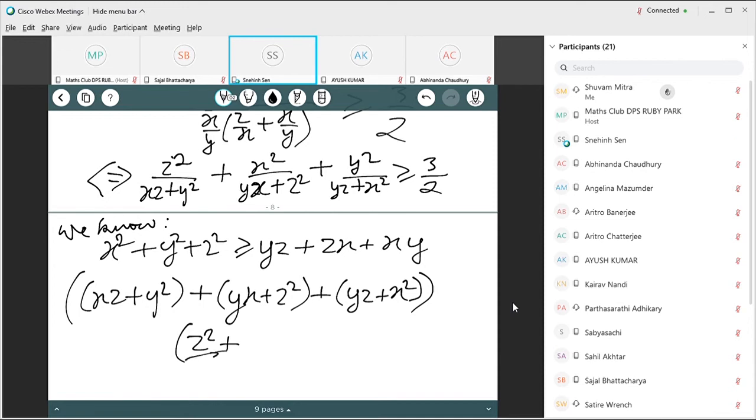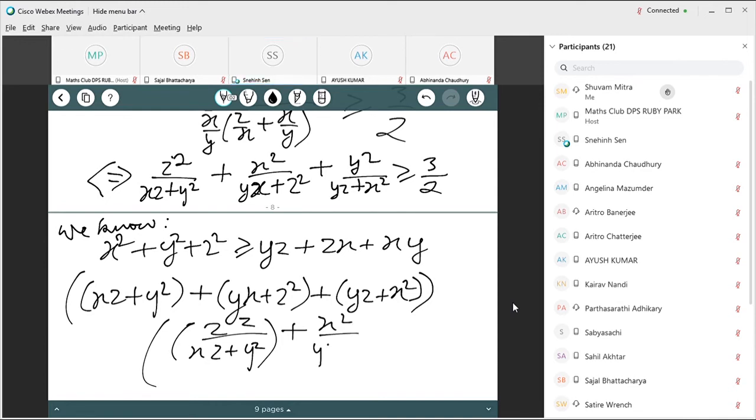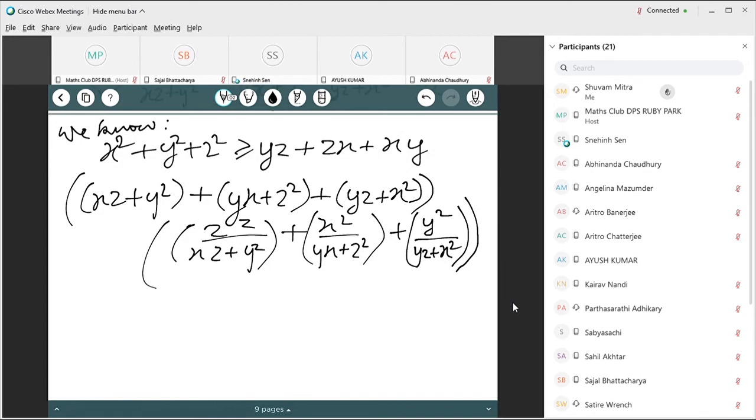Okay, so can we use this directly? That's my question. Oh yeah, I forgot to pose it. So can we use this? Is this going to work? Plus x square by yx plus z square plus y square. Will this work somehow? That's my question, using Cauchy-Schwarz.